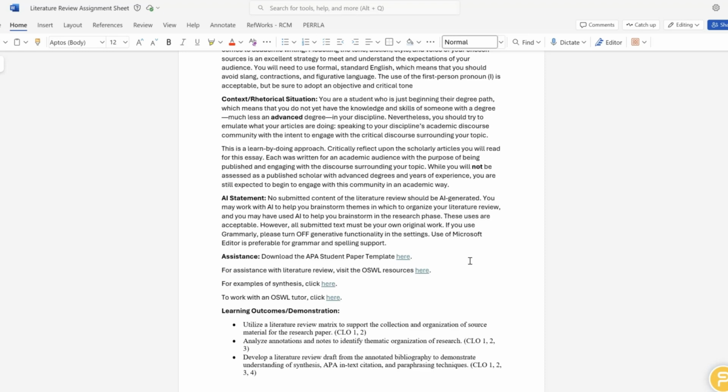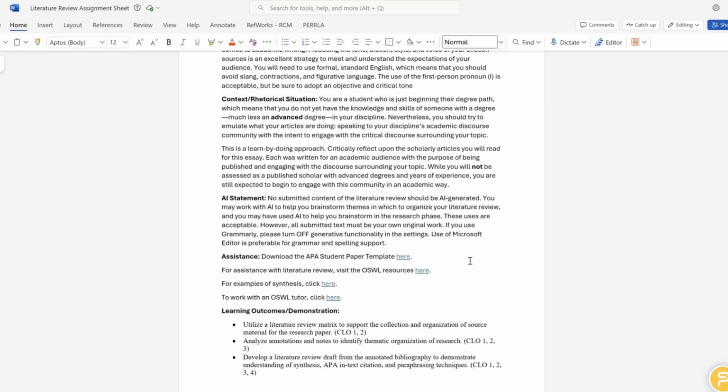So for example, let's say that you are struggling. You've read all of these articles, you've read about the topic, and you are struggling to find what themes emerge. It is okay to engage in a dialogue with AI and to ask it to help you with that. If you do use AI in that way, you still need to write your own work. What would that look like?